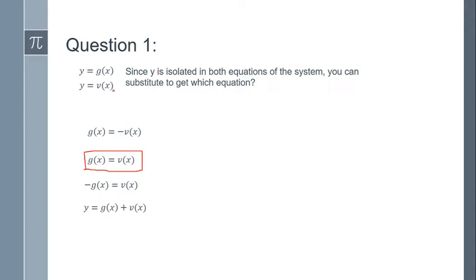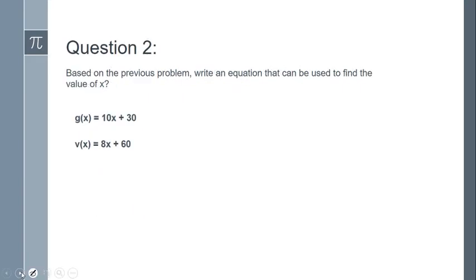And the whole reason we're doing this is so we can solve this system using a method called substitution. Notice that in this case, I replaced the y right here with g of x. I just replaced it, I substituted it.